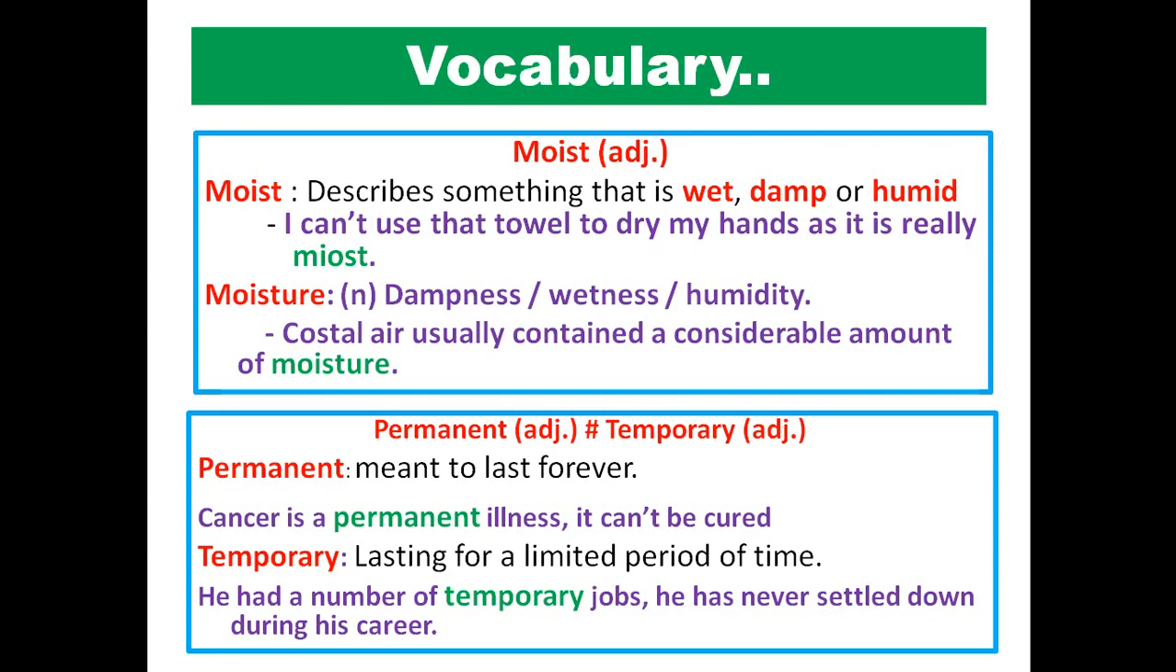The opposite of permanent is temporary. This means lasting for a limited period of time. He had a number of temporary jobs. He has never settled down during his career. So he keeps changing his jobs. This means every job for him is a temporary one.